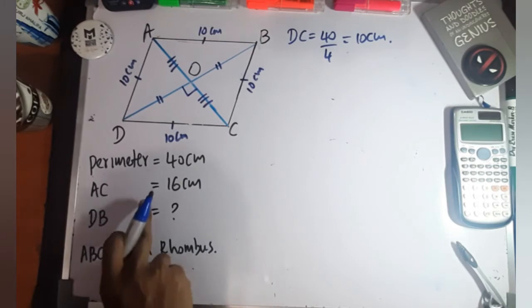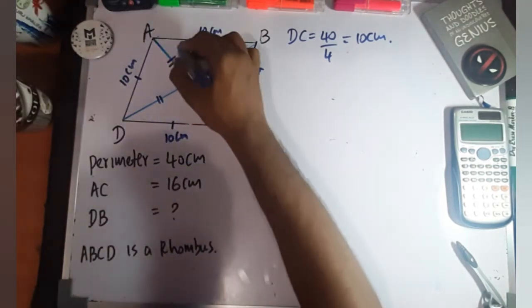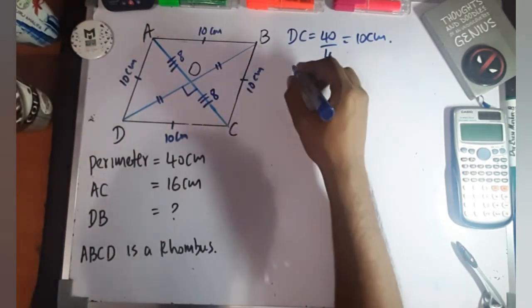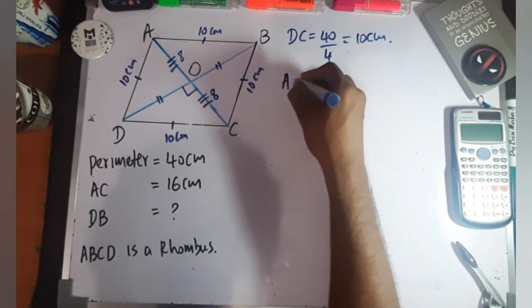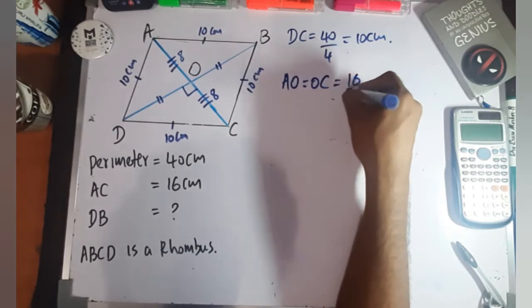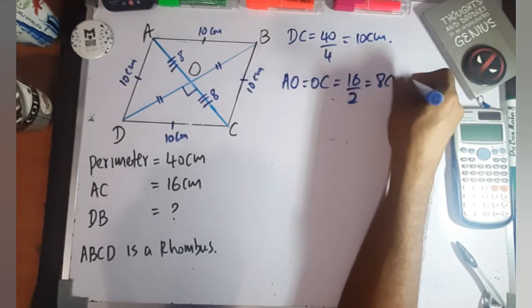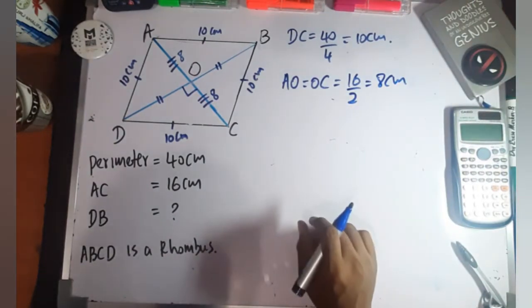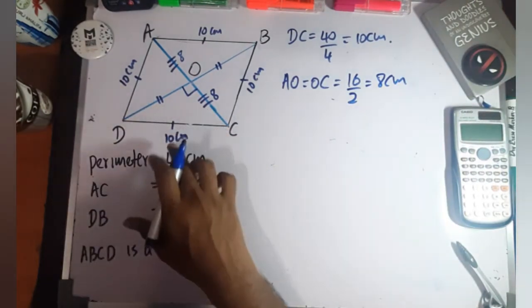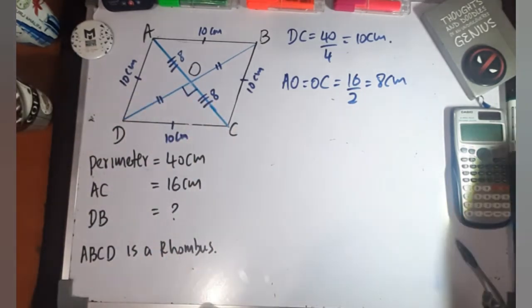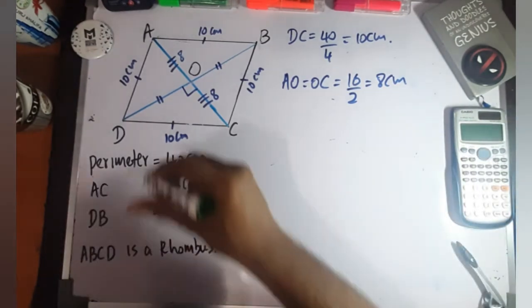But since we know that AC is 16, which means AO will be 8 and OC will be 8. I can mention that also. I can say AO equals OC and both are equal to 16 divided by 2, which is 8 centimeters. You can write the reason as diagonals bisect each other. Then, okay, I have found 8, 10 and I also said this is a 90 degree angle. So how is that going to help me to find out the length of the other diagonal?